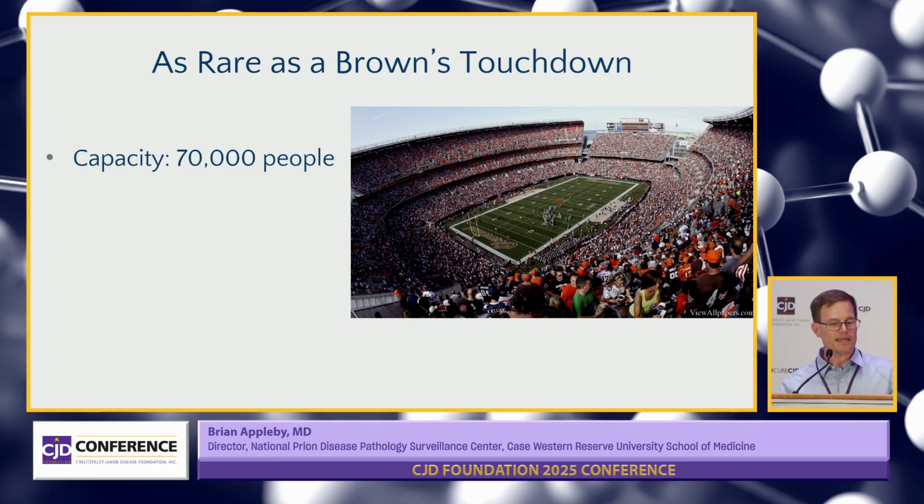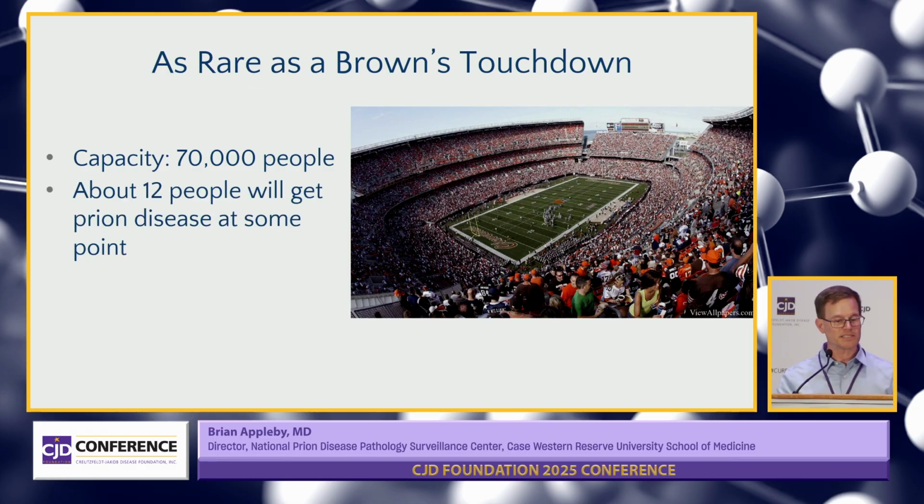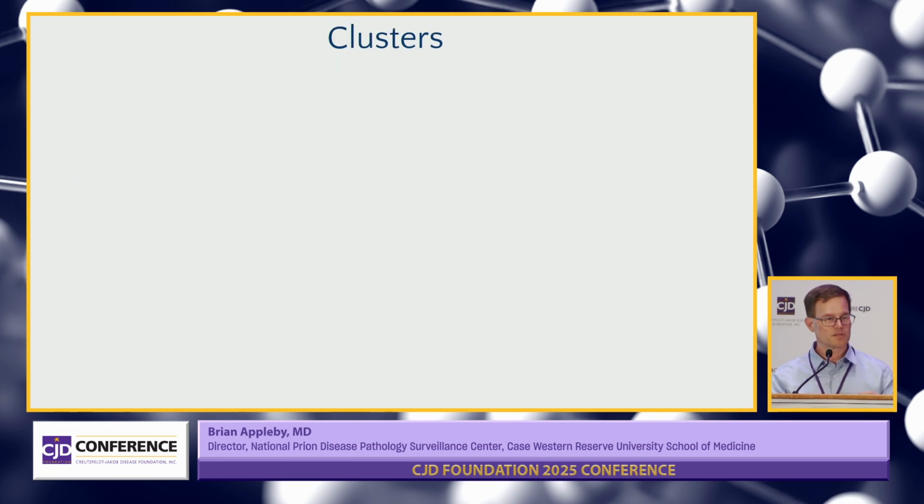And if we look at a stadium, the Cleveland Browns stadium has about 70,000 people. If we go back to that last statistic, we would expect about 12 people in that stadium, if it's sold out, which it never is, will get prion disease at some point, okay? So again, this is not a common illness, but you will come across people that have also had an experience with this. So sometimes people refer to this as clusters.